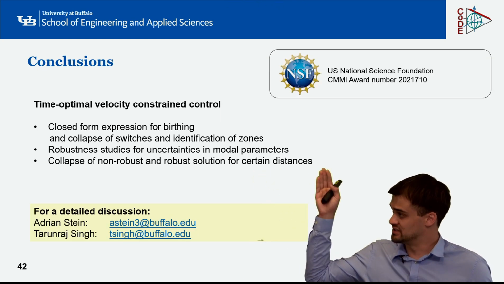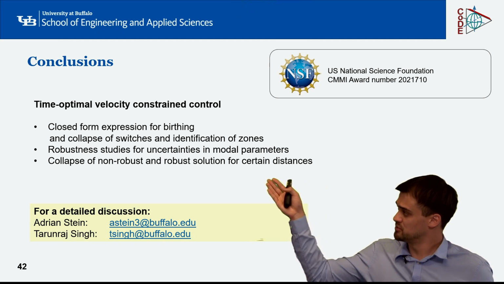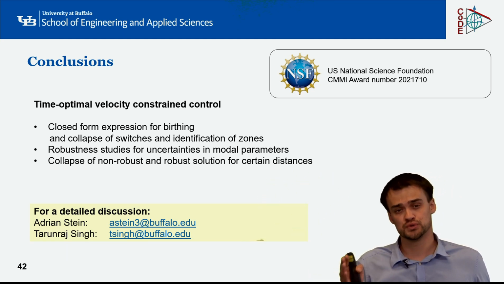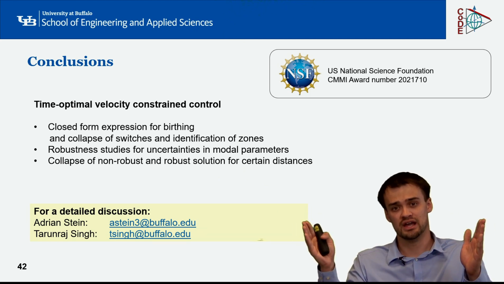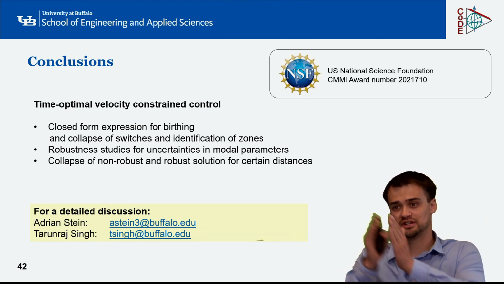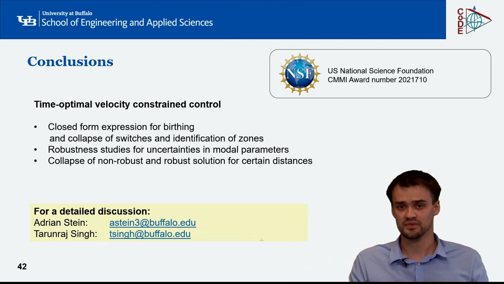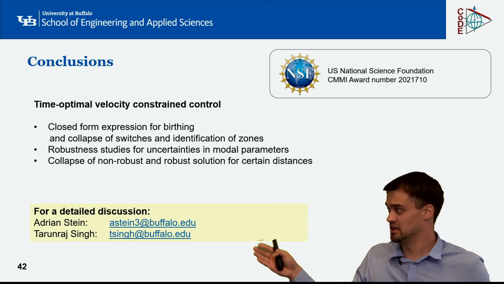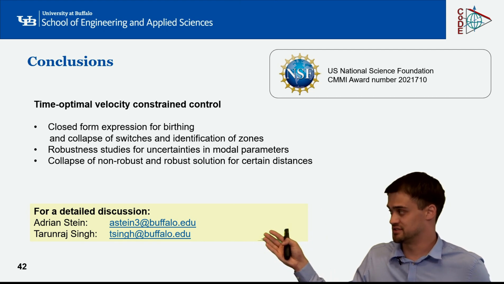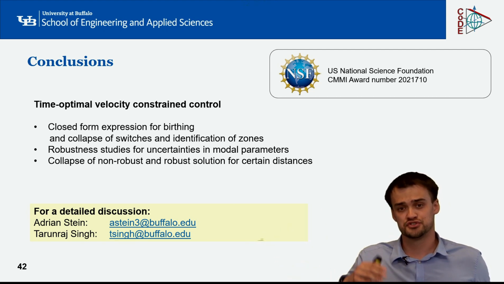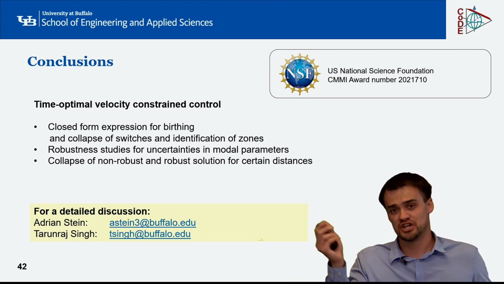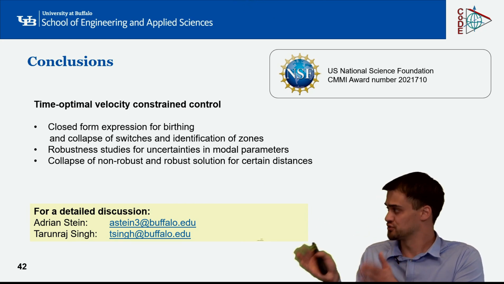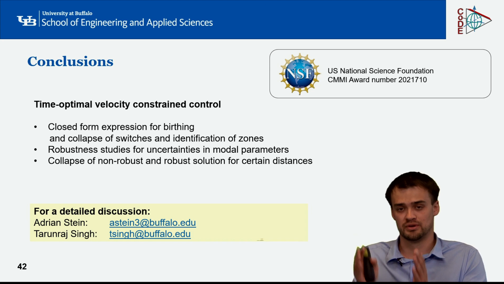This research revealed several features of a time-optimal controller when the velocity is constrained. We were able to write out closed-form expressions for the birthing and the collapse of the switches, and we could identify different zones. Robustness studies were performed theoretically and experimentally on a self-built gantry crane system. And uncertainty studies were performed by changing the rope length of the pendulum, and it could be seen that the robust controller is outperforming the non-robust version.